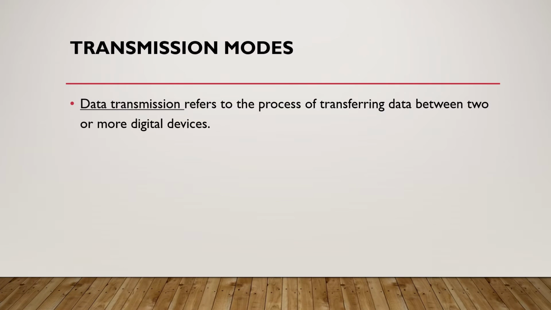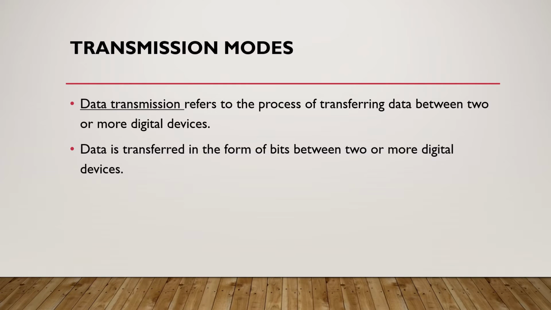Data transmission refers to the process of transferring data between two or more digital devices. Data is transmitted from one device to another in analog or digital form, which we will discuss already. Basically, data transmission enables a device or component within a device to speak with each other. Data is transferred in the form of bits between two or more digital devices.